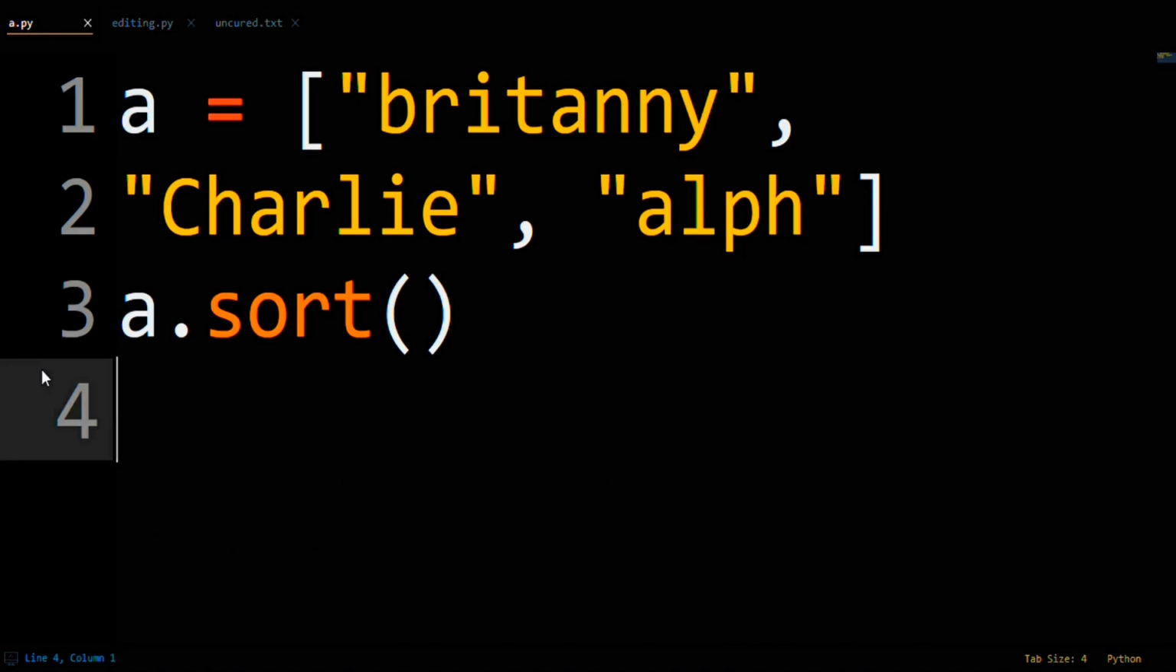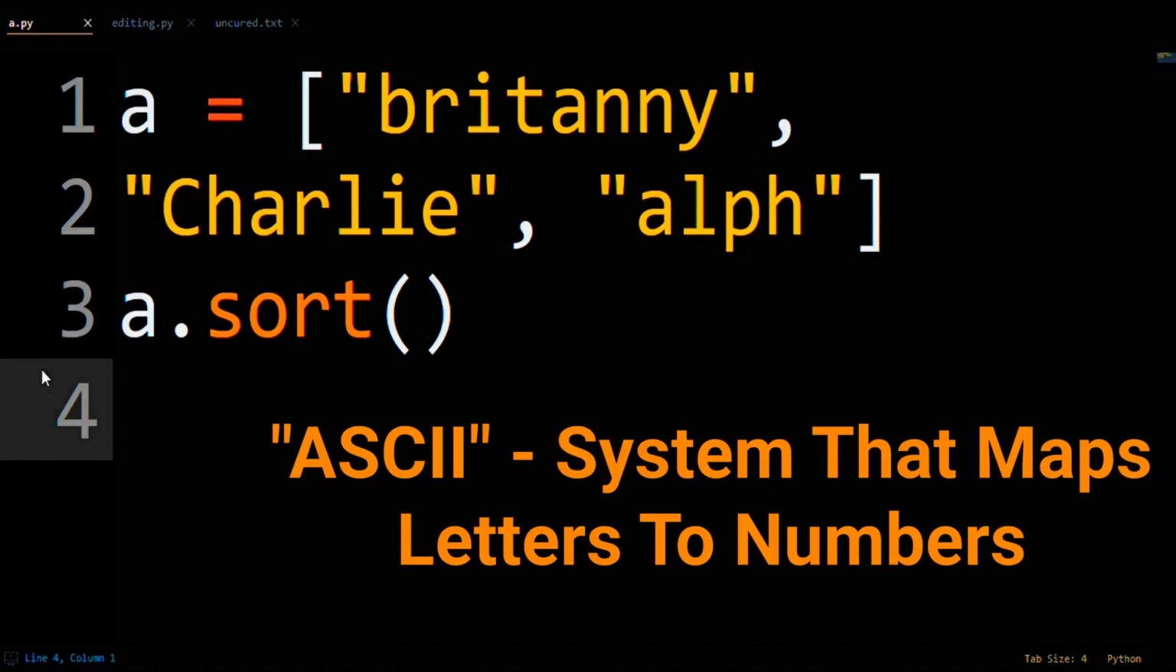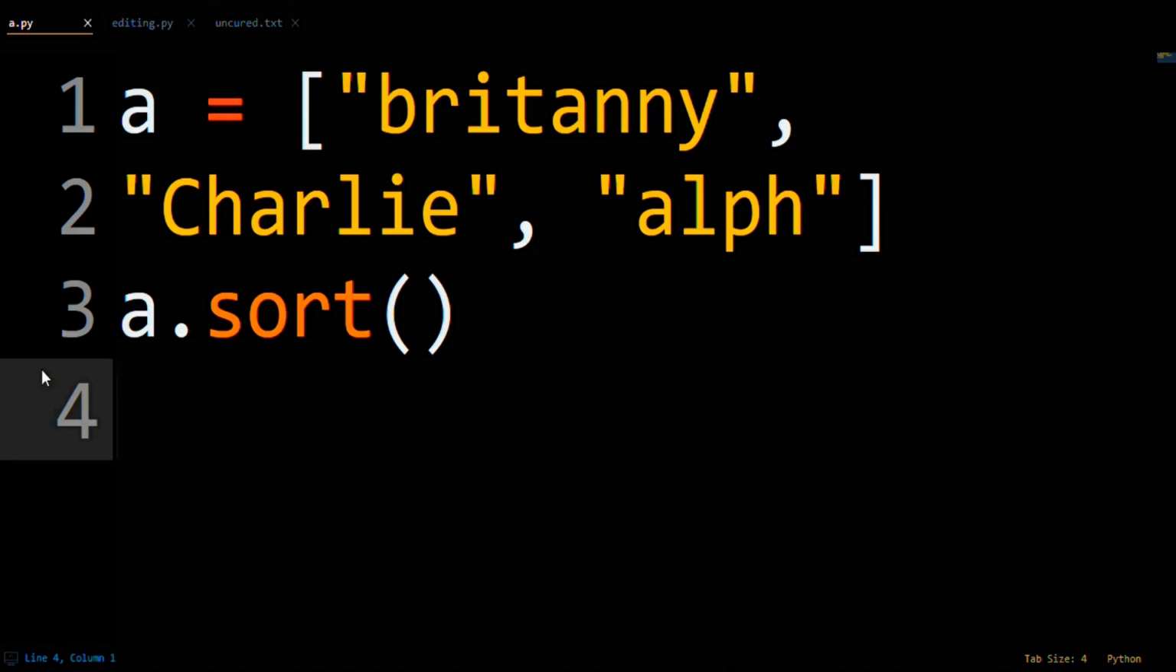I have a video where I read the ASCII table that I'll link down below. To make a long description short, ASCII is the system that maps letters to numbers. It just so happens that uppercase letters have a lower number than lowercase letters, hence why Charlie ends up at the front in this.